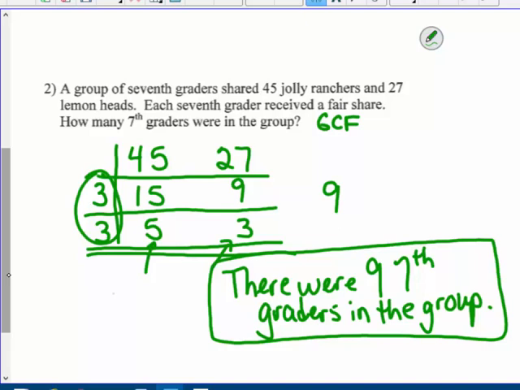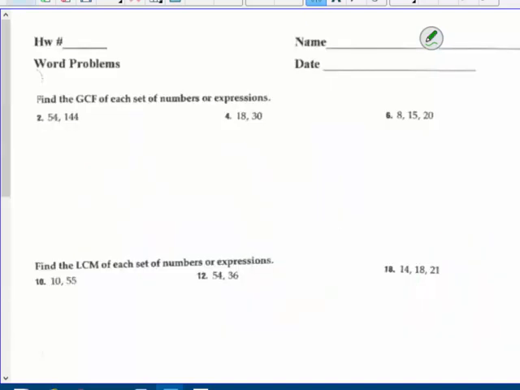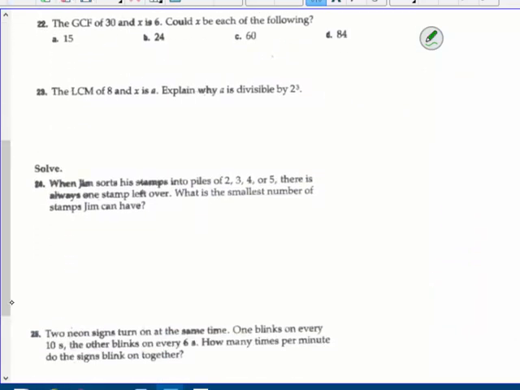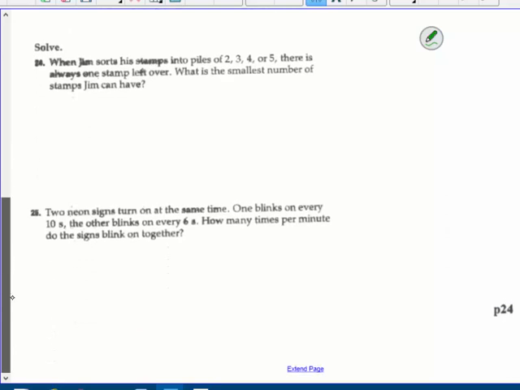I'm going to go into the homework pages, the next couple of pages here, and do just a couple more. On page 24, I want to do number 25. Two neon signs turn on at the same time. One blinks every 10 seconds, the other blinks every 6 seconds. How many times per minute do the signs blink together? In the future, they're going to keep blinking together, so it's a future problem, and I know it's a least common multiple.